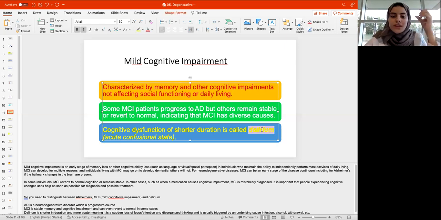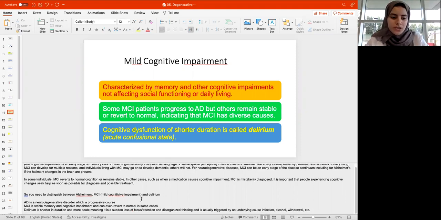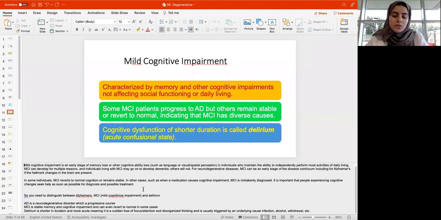And another thing is delirium. So delirium is like an even shorter duration of cognitive dysfunction. This is more of an acute confusion state, where the person is so confused. He has hallucinations. He can't remember what time it is, what date it is. He doesn't know where he is. Okay, so this can happen from multiple causes. It can happen due to AD, it can happen due to drug toxicity, it can even happen due to thermoregulation problems. Okay, so it has multiple other causes. So you need to be able to distinguish between these three.